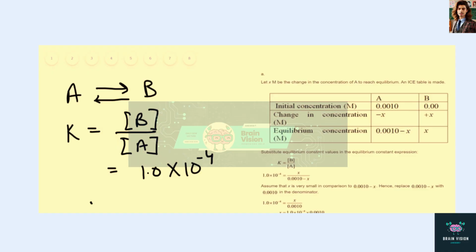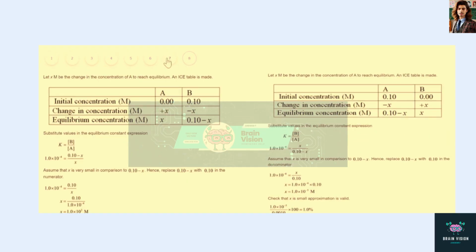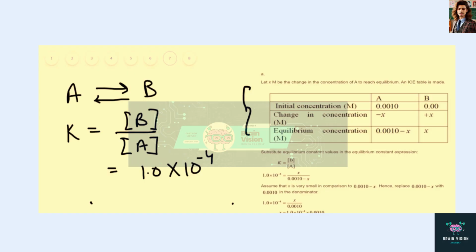For option A, let x be the change in concentration of A to reach equilibrium. Again, drawing an ICE table, we substitute the equilibrium constant value into the expression. Substituting those values, we have x equal to 1.0 × 10^-7 M. Where x is small, the approximation is valid up to 5%. Since the ratio here is less than 5%, the approximation is valid.